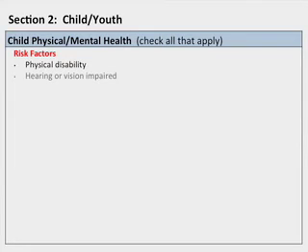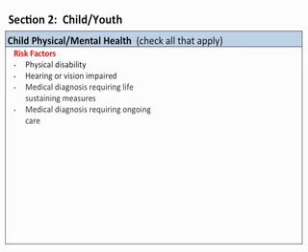So for example, in the physical mental health, you have things like in the risk factor side, physical disability, a hearing or vision impaired child, a medical diagnosis, and we tried to split that out because there's such a continuum of medical diagnoses. We wanted to make sure that we have life-sustaining as an option. We also have requiring ongoing care as an option. So you may have something where a child has a G-tube or has a trach or something along those lines. That would be more life-sustaining, something that they need to be able to function every day.